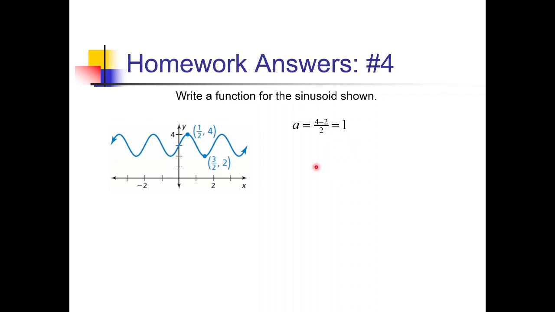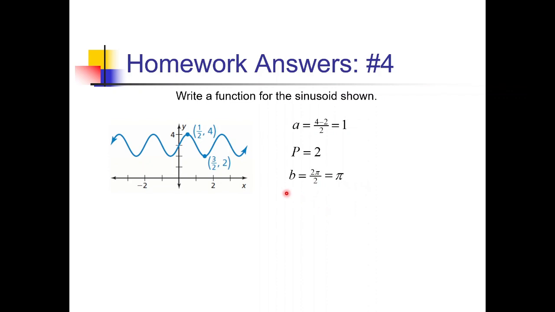Next up, we need the b value. Before we can get that, we need the period. It looks from this graph like we've got a period of 2. From the y-axis to 2, that gets us from middle going up to middle going up. So then my b value is going to be 2 pi over the period 2. So the b value then is going to be pi.